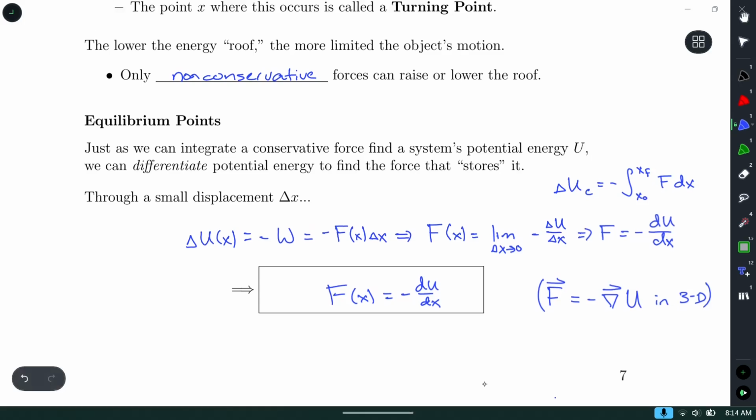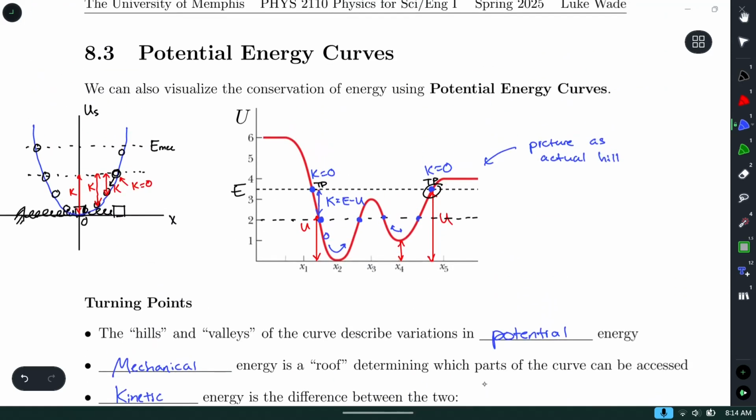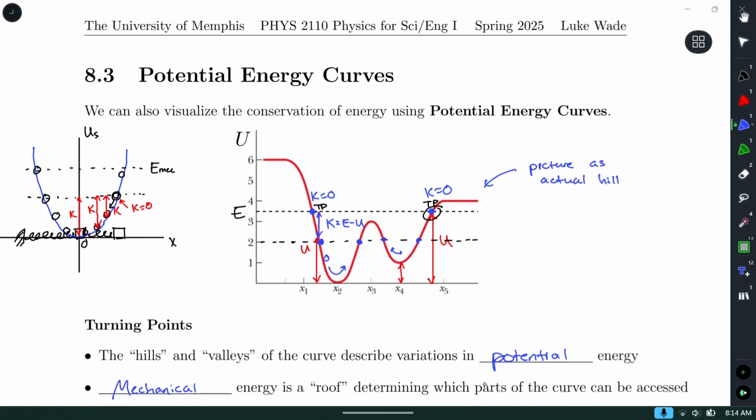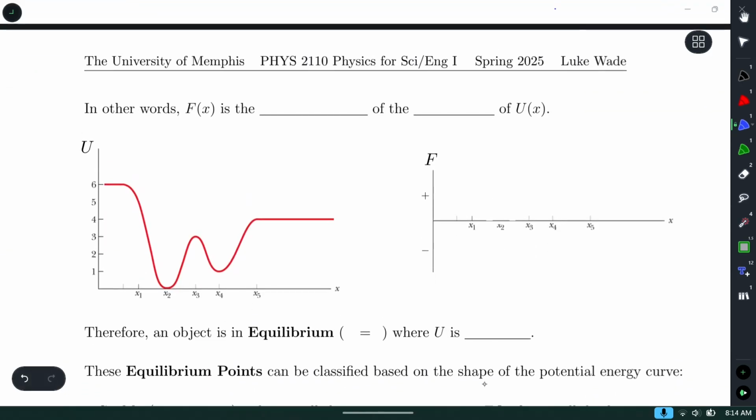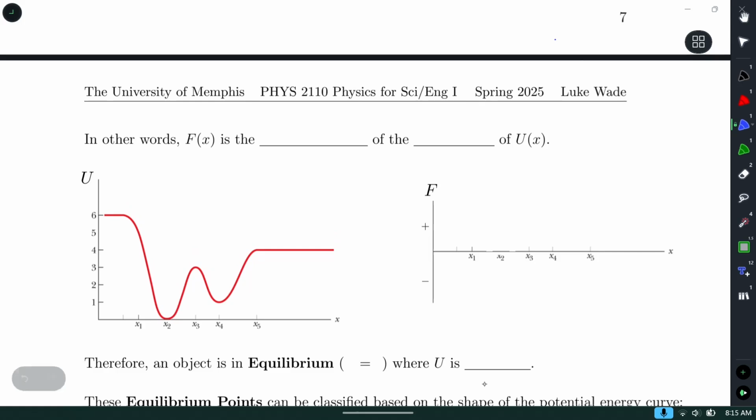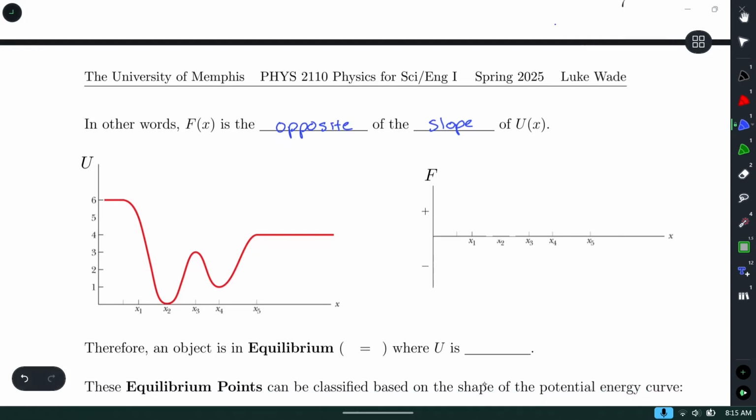Okay, so that's kind of abstract. If we come back to the potential energy curve, it's a bit easier to see what I mean by that. So I've copied it down here. So it's negative dU/dx, so it's something to do with the slope of this curve. But because of that negative, it's actually the opposite, or negative, of that slope. To explain what I mean by that, it's actually pretty straightforward.